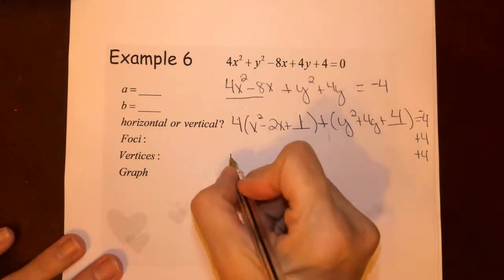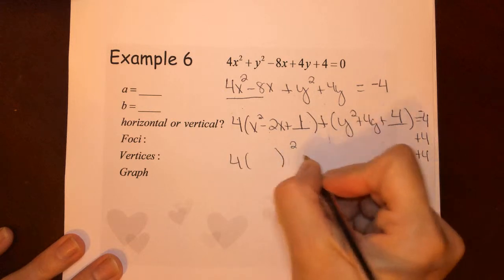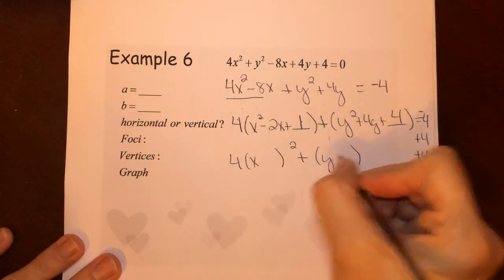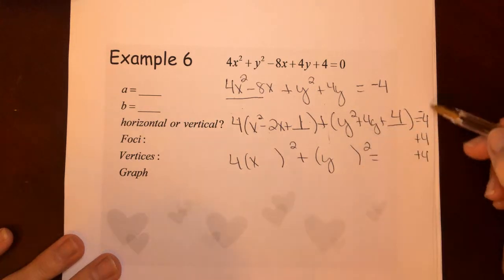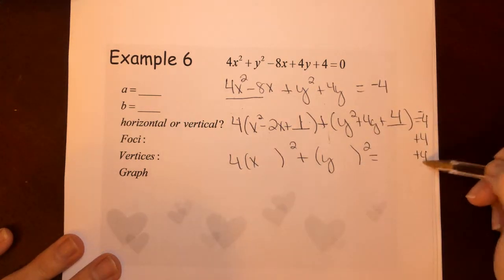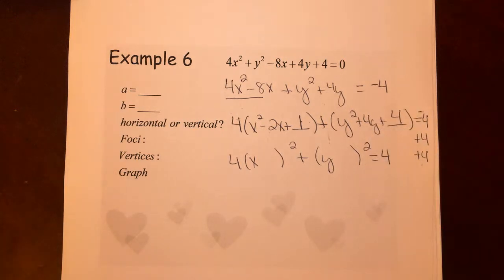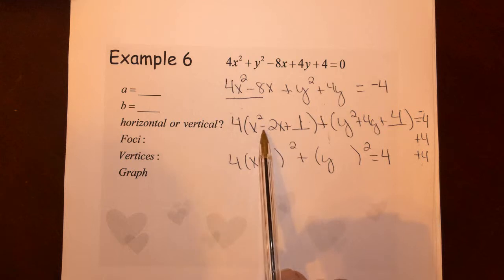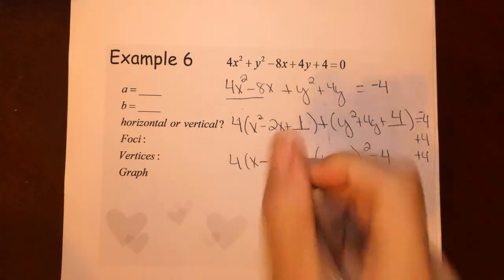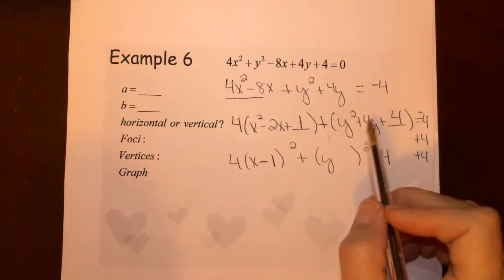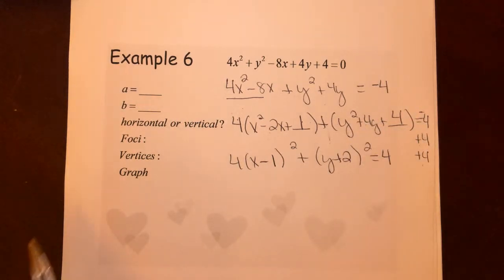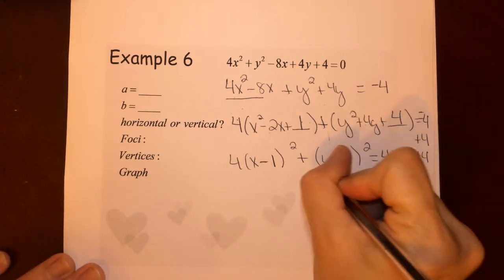Okay, so now we're going to do our perfect squares. And if I come over here, negative 4 plus 4 plus 4 is just 4, because 2 of those 4s cancel. Right here, what factors of 1 add up to negative 2? Negative 1 and negative 1. What factors of 4 add up to 4? Positive 2 and positive 2. Okay, so we're almost done. The last thing I have to do is make this equal 1. So I'm going to divide everything by 4.